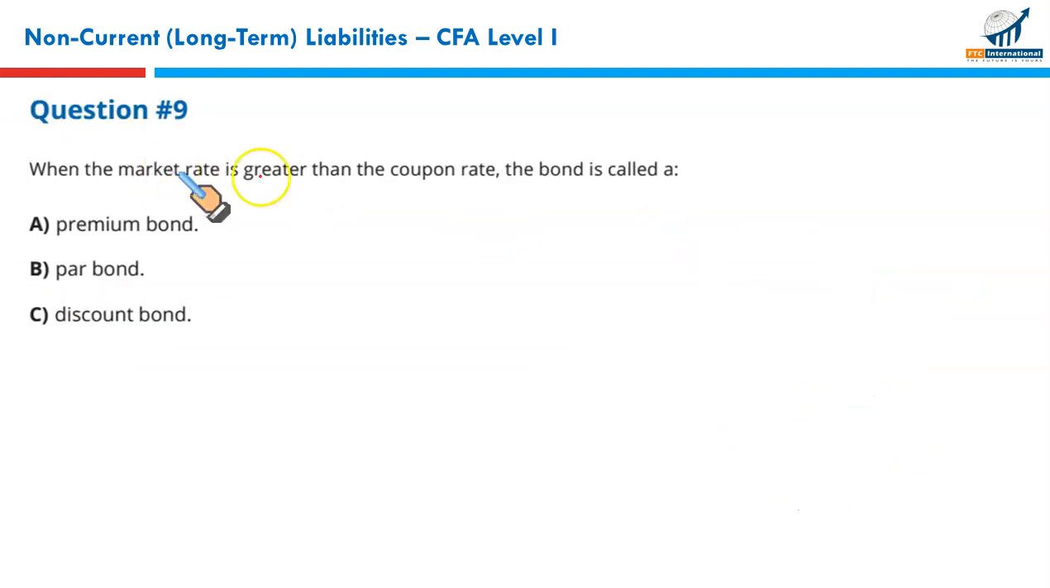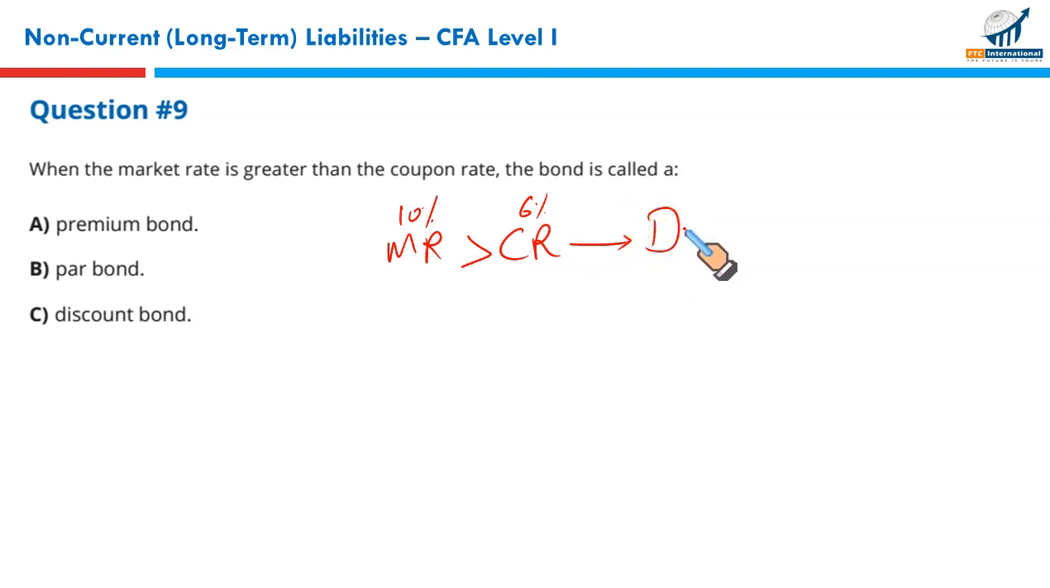Next, question number 9. When the market rate is greater than the coupon rate. Now, gentlemen, we need some good time on this question. I will try to explain many things with the help of this question. Whenever the market rate is more than the rate you are offering at the inception of the bond, let's say the market rate is 10% and you are offering just 6% to your bondholders, the rate is less. Your bond will sell at a discount. It is called a discount bond.